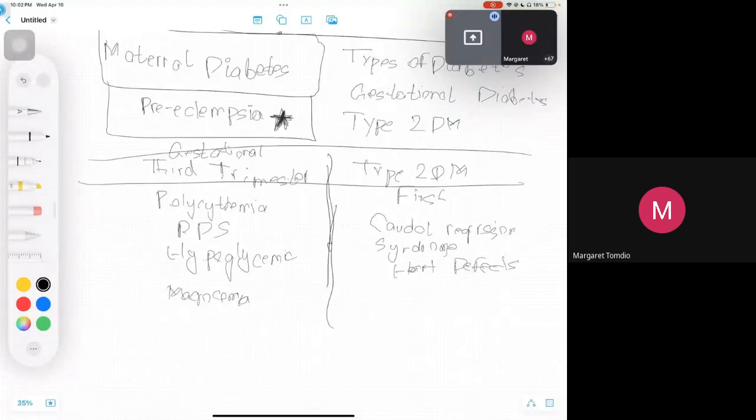Okay, so I think, yes. Excuse me, can you explain the link between maternal diabetes and preeclampsia? Like, how does preeclampsia occur in maternal diabetes?